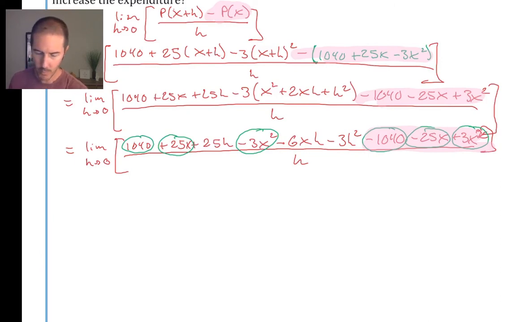Okay, let's write down what we have left. Keeping the limit statement. This is a very labor-intensive process, isn't it? But it's not heavy arithmetic, right? The math in here isn't crazy. It's just kind of an organizational pain. We have the 25h still, and we have a minus 6xh.